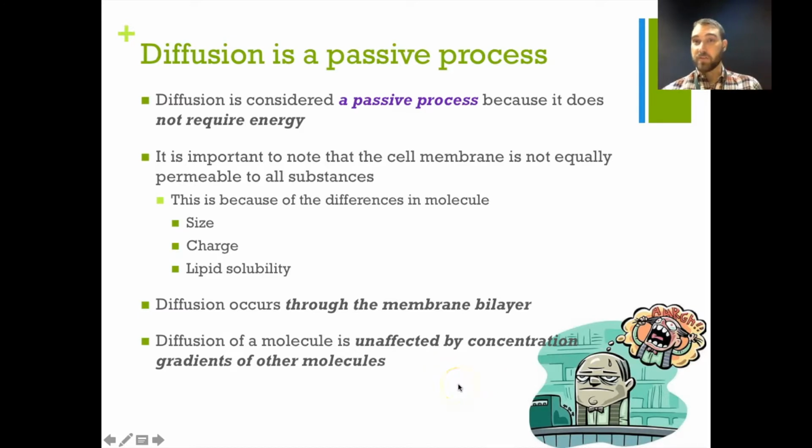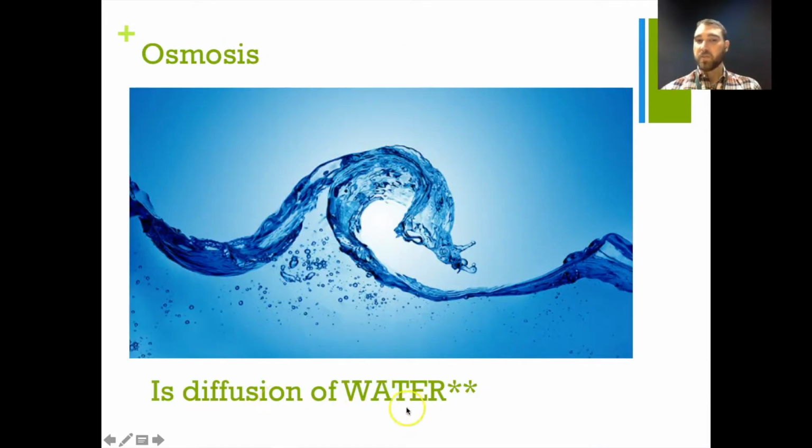So we have to run with a concentration gradient. So osmosis is diffusion of water. So it's the movement of a solvent from a region of high solvent concentration to low solvent concentration. But that doesn't really work because solvent concentration doesn't make sense in terms of chemistry. So osmosis is the movement of a solvent, like water, from a region of low solute concentration to a region of high solute concentration. I think that's a better way of thinking of it.